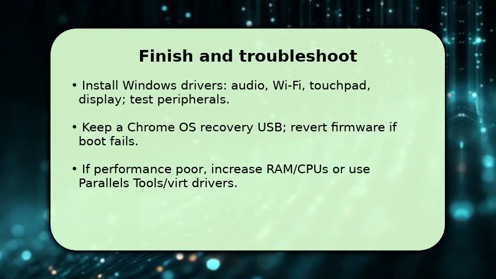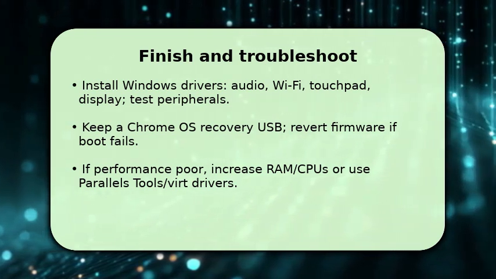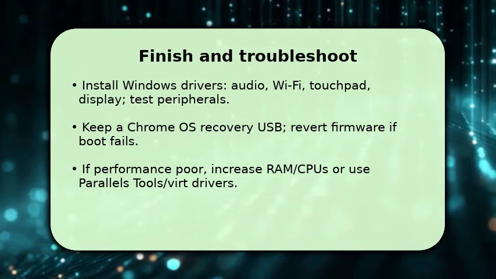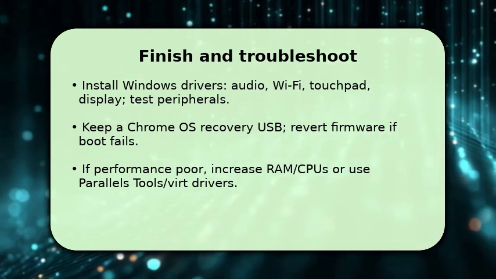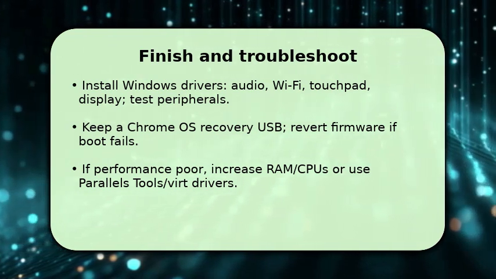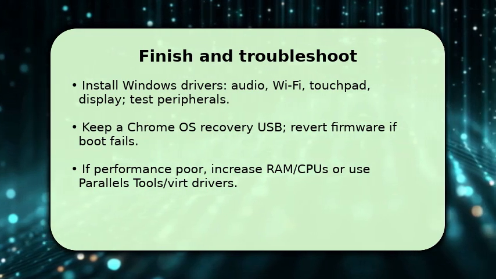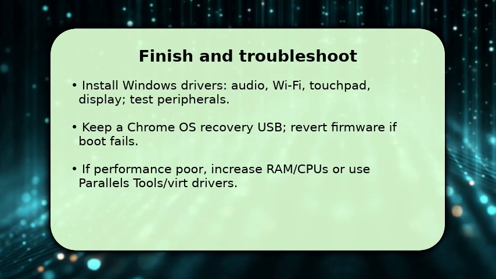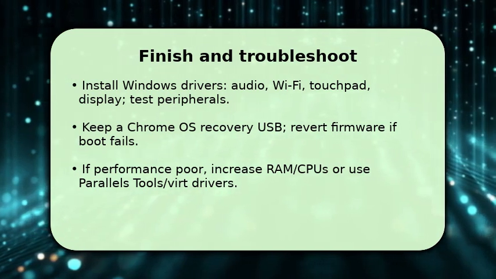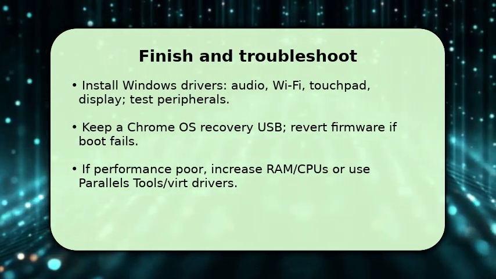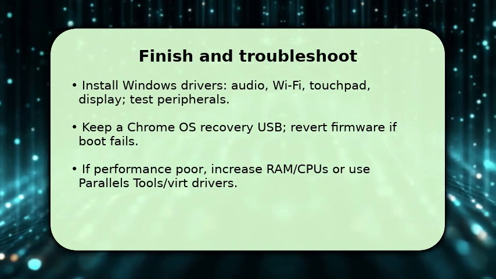Make sure you retain a Chrome OS recovery USB and the original firmware image so you can revert if boot fails. If Windows won't boot, check secure boot settings, reflash recovery firmware, and verify the installer USB integrity. If performance lags, increase assigned RAM/CPU, enable VirtIO drivers, or switch.